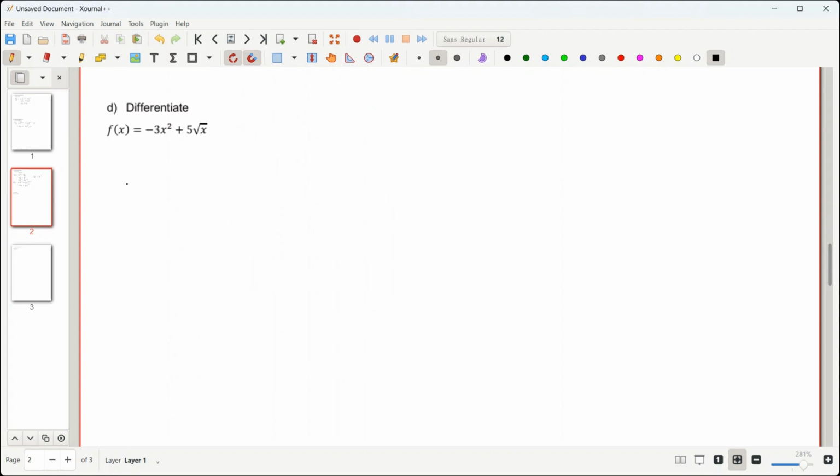So in this case, we're given f of x equals minus 3x squared plus 5 square root of x. So the first step before we get the derivative here, we need to try to remove the surd, which is the square root of x here, to be in an exponential form. So how do we do that?